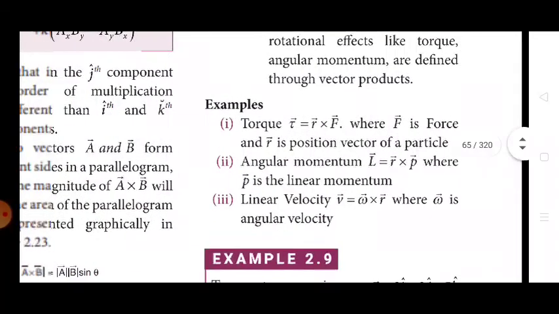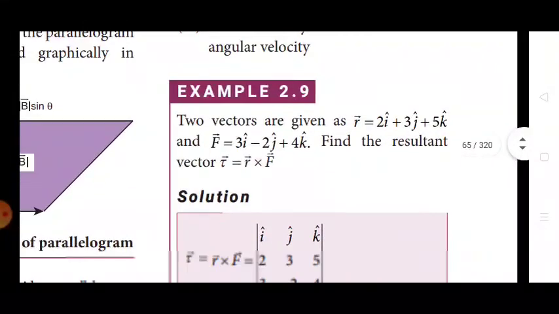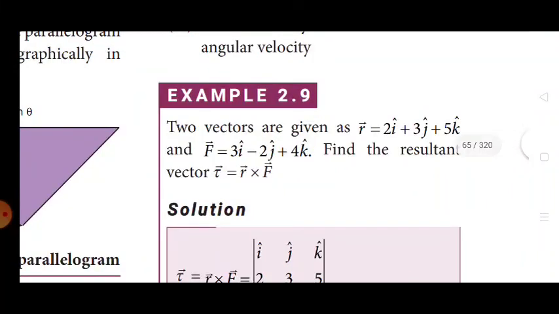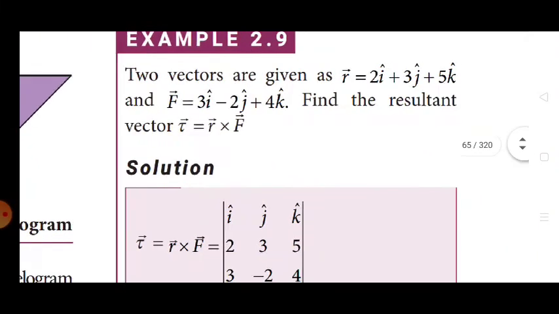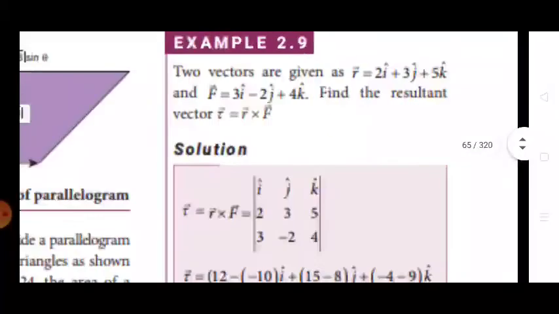So solve this 2.9 problem using this cross product. You can solve it very easily. If you do not understand, please message me, call me. Surely I will explain.